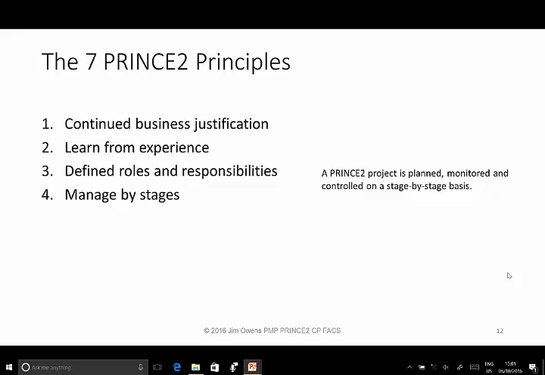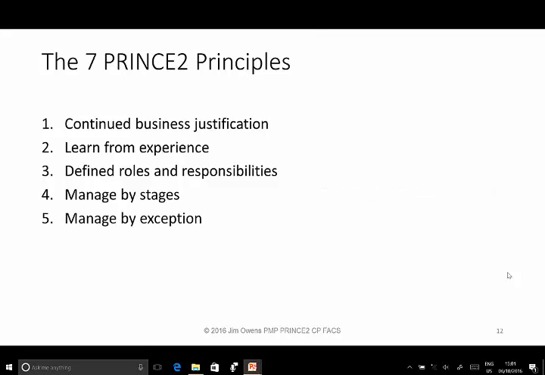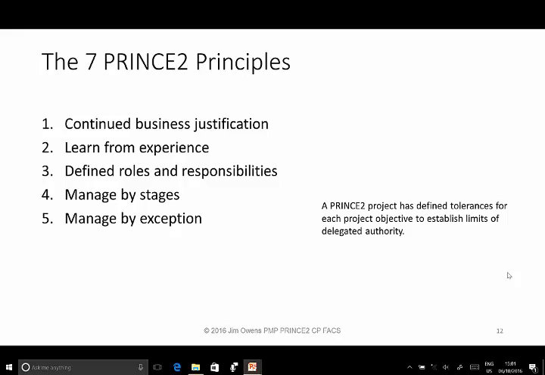PRINCE2 mandates a minimum of 2 stages for any project. This is an initiation stage and at least 1 other management stage. Principle number 5. Manage by exception. A PRINCE2 project has defined tolerance for each project objective to establish limits of delegated authority.